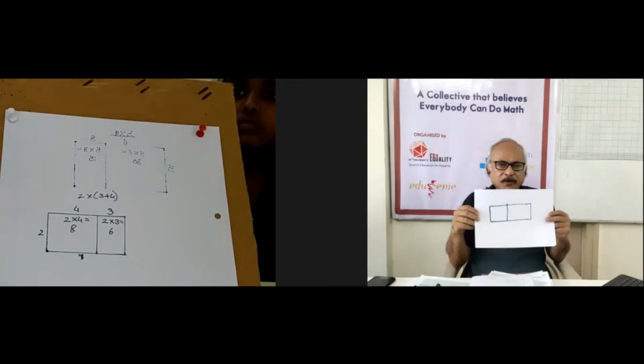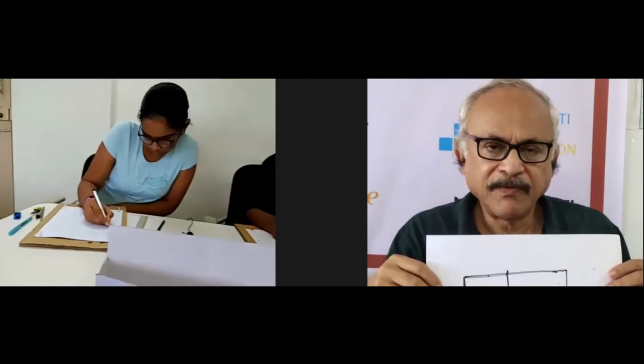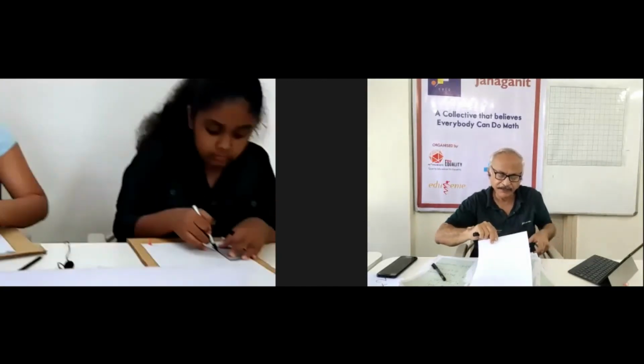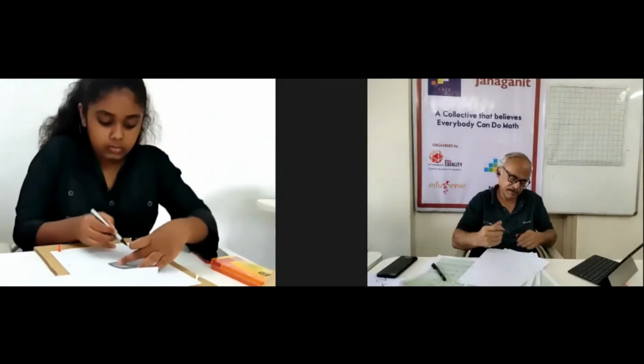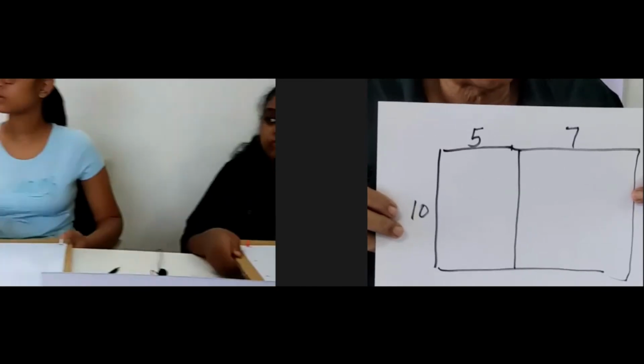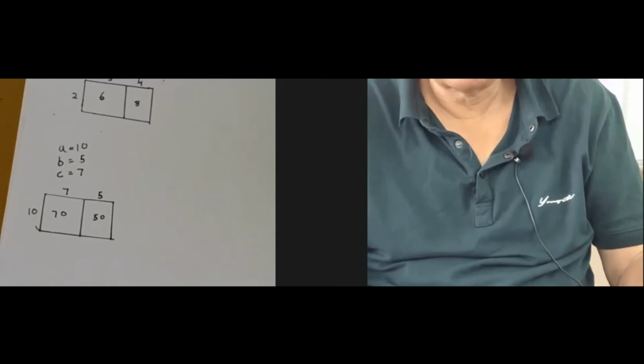Okay. All right, now the next question is the same, A into B plus C, but now A is 10, B is 5, and C is 7. I've drawn it here. Okay. So, Nandita, can you show me what you've drawn? And can you tell me in the mic what is your answer?